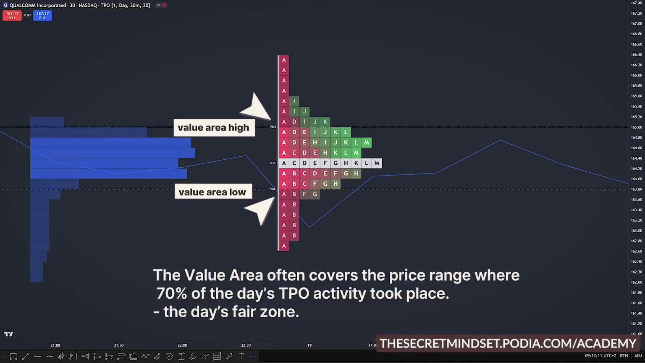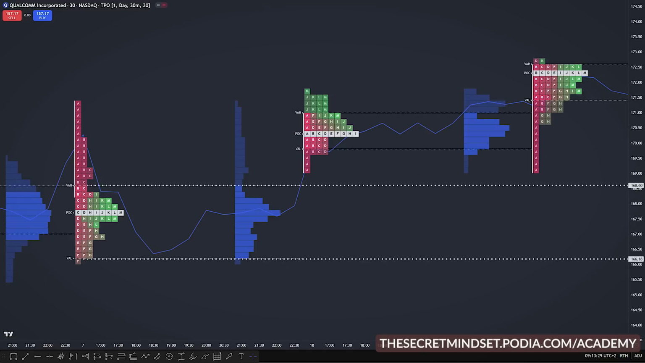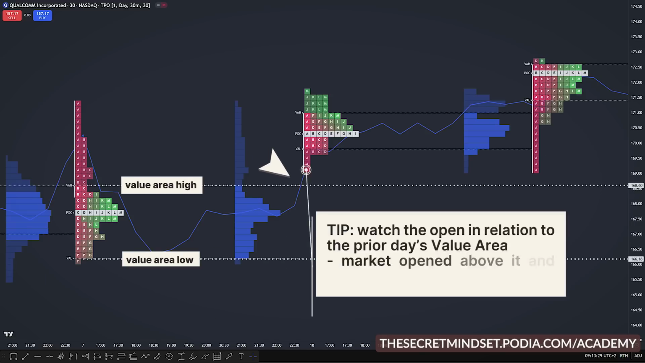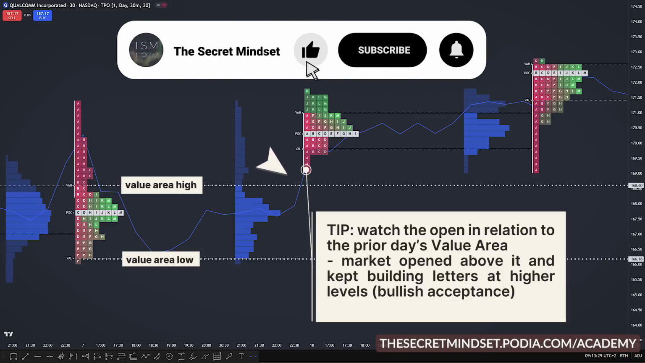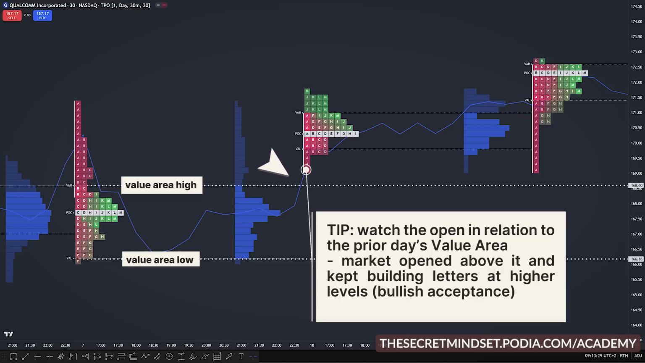The value area often covers the price range where 70% of the day's TPO activity took place. That area is presumably the day's fair zone. Day traders watch the open in relation to the prior day's value area. If the market opens above it and keeps building ladders at higher levels, it can reflect bullish acceptance. If it drops back into the previous day's value area, that might show a failure to sustain new ground.